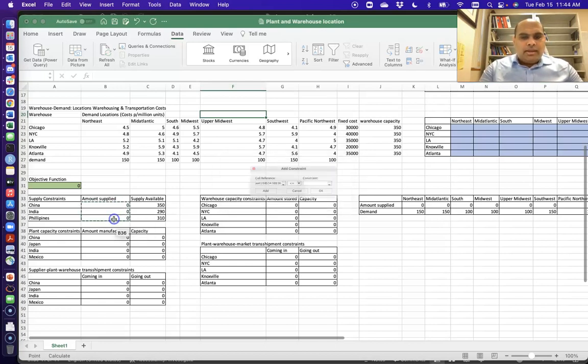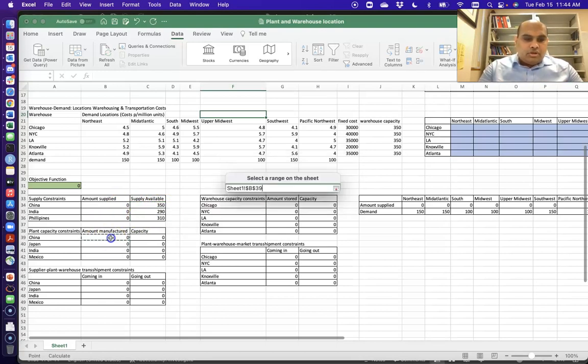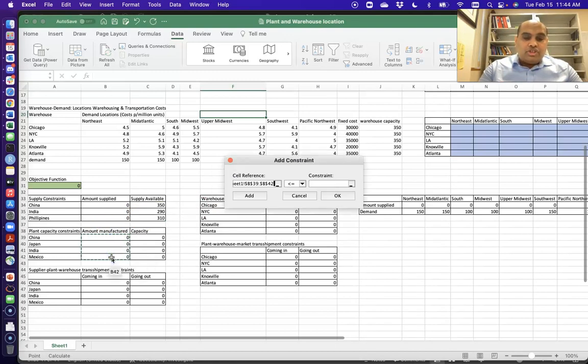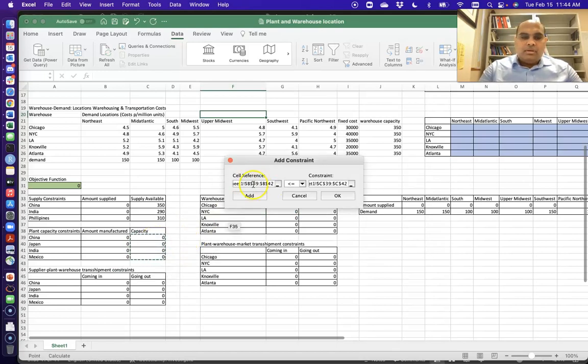So total amount supplied is less than or equal to the supply that's available. So that's the first set of constraints: the amount supplied less than or equal to the supply available. It cannot be more than that. I'm going to click on add. Next, the total amount that is manufactured at each of the plants has to be less than or equal to the capacity of the plants, right? I'm going to click on add.